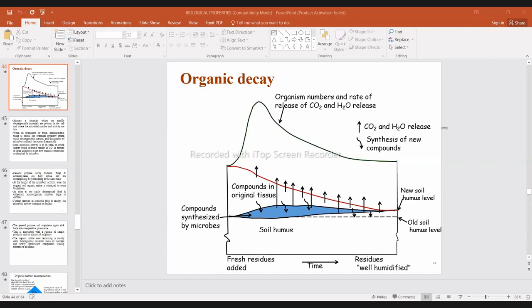So after the microorganisms consumed the original material of the organic matter, it decays. When the microorganisms are at peak, what will happen? Their microorganism number is low. So what will happen to the organic materials?